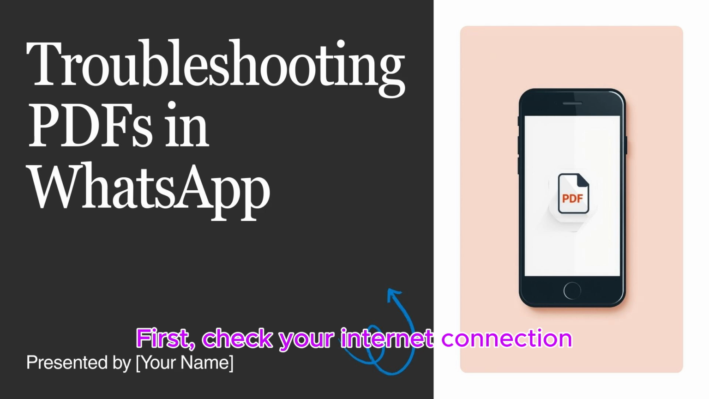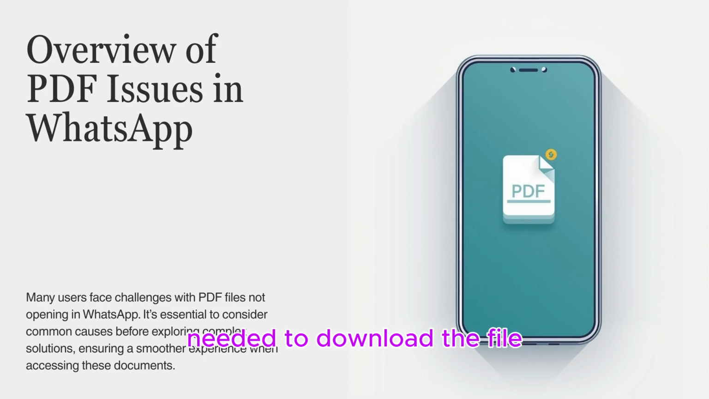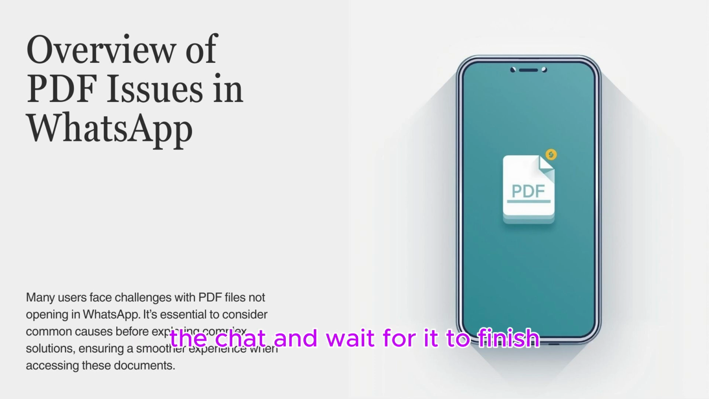First, check your internet connection. A strong Wi-Fi or mobile data signal is needed to download the file. Tap the download icon next to the PDF in the chat and wait for it to finish.